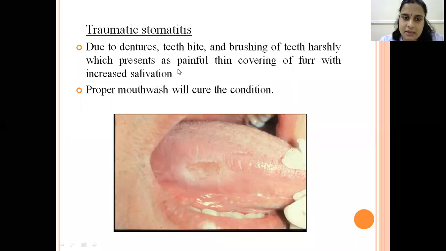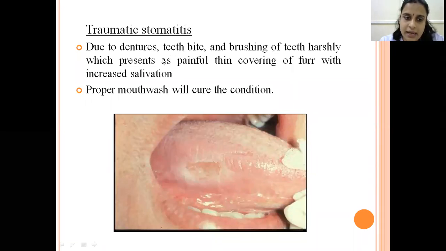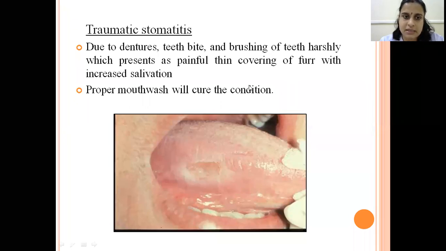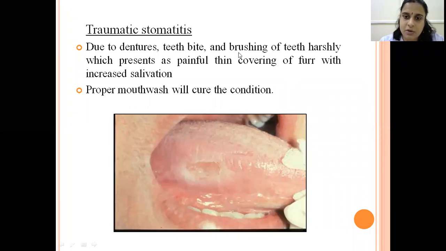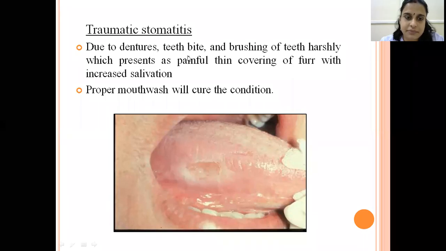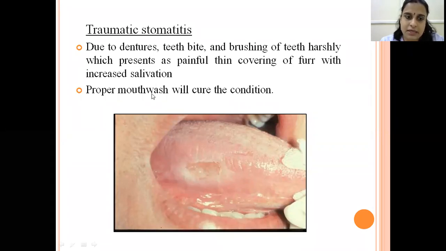So just the causative factor, if it is removed, and a proper mouthwash will simply cure the condition. Yes, because of dentures, teeth bite, or brushing of teeth harshly. There is increased salivation as it is quite painful. Proper mouthwash and also the causative factor when removed will cure the condition.